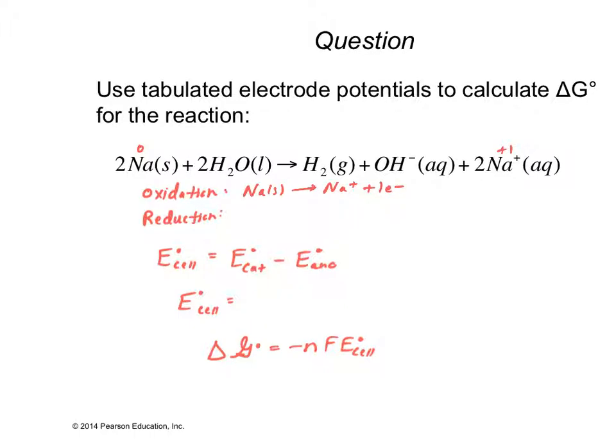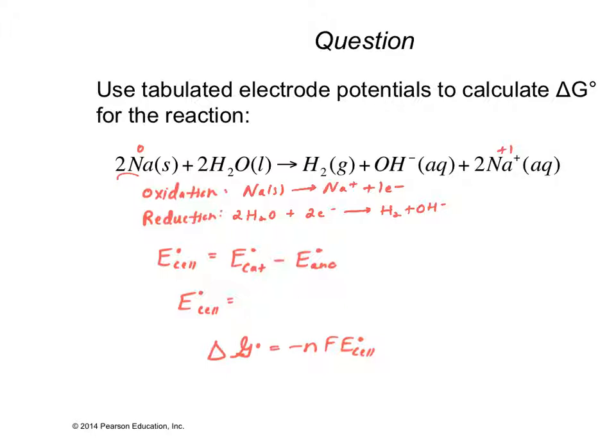Why do they multiply it by 2 in the overall balanced reaction? Why is there a 2 in front of the sodiums? Well, we'll get to that. Maybe the reduction will help that out. So for the reduction half reaction, this is 2 H2Os plus 2 electrons going to make H2 plus OH minus. Right? So, again, if we were going to combine these two half reactions to balance it, what would I need to multiply my oxidation half reaction by?